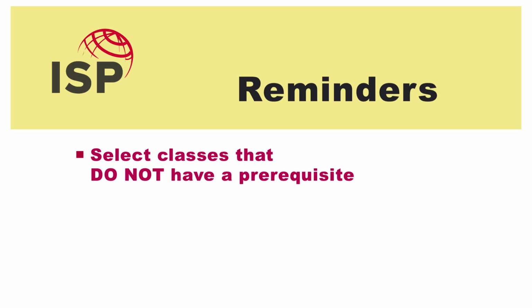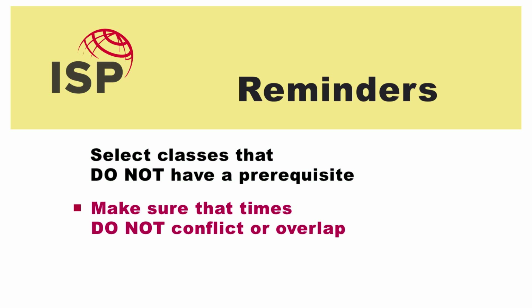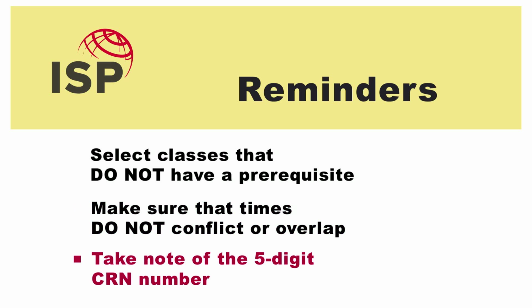Remember to only select classes that do not have a prerequisite, and make sure that the times of the classes do not conflict or overlap with one another. Remember, once you decide on a class that fits your interest and your schedule, take note of the 5-digit CRN number, which will be needed to register for the course.